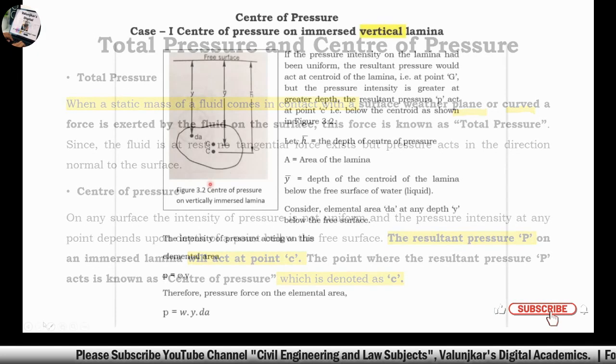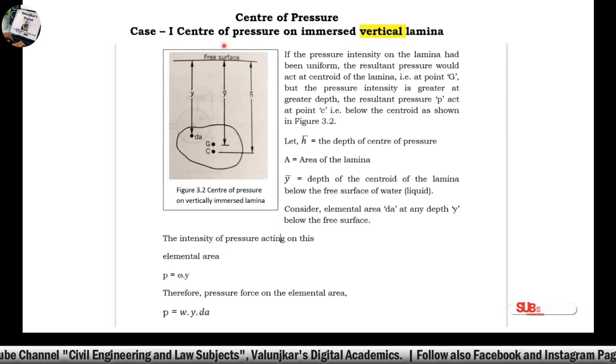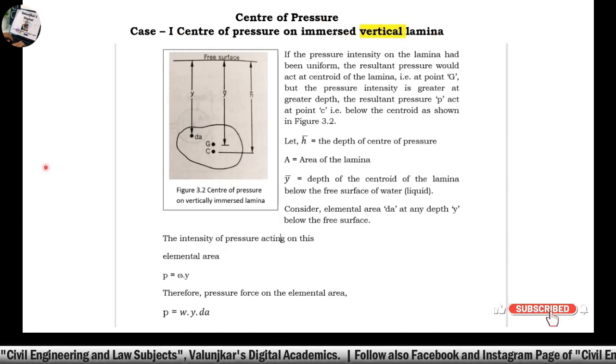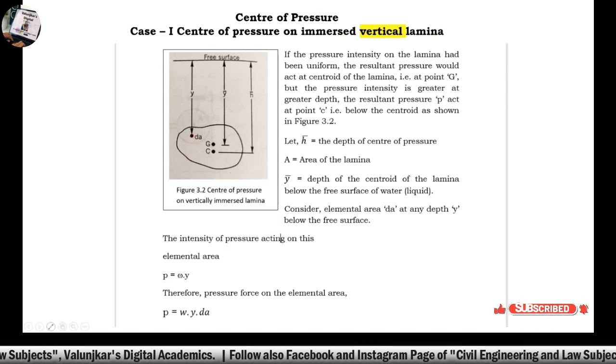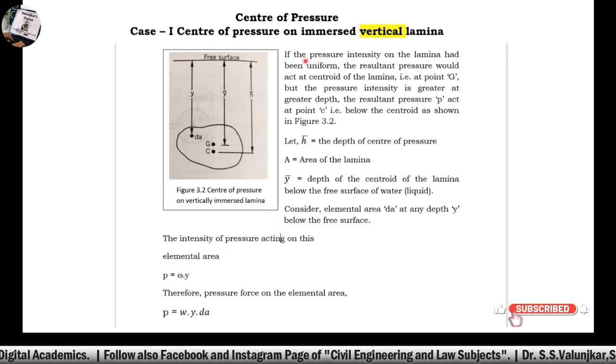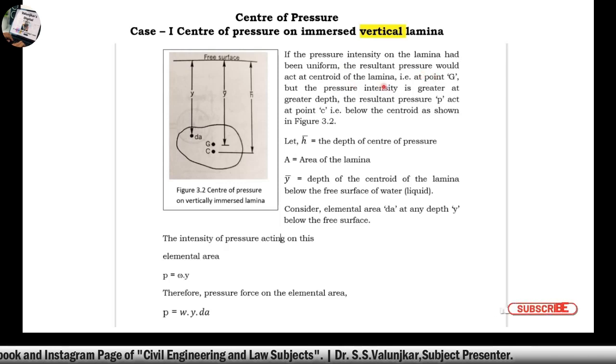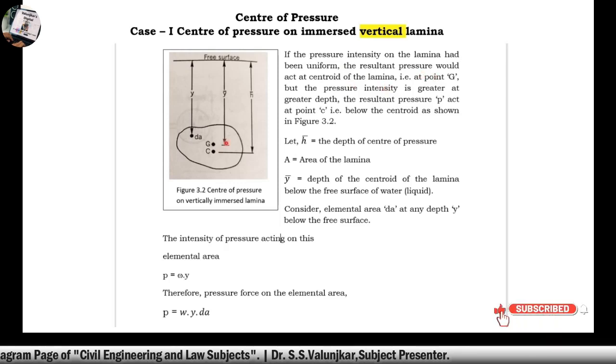Now let us consider the first case, that is center of pressure on an immersed vertical lamina. So let us consider elemental area dA here, at a depth y. Now what we mean to say here is, if the pressure intensity on the lamina had been uniform, the resultant pressure would be at the center of the lamina, at this particular position. But this is not so.